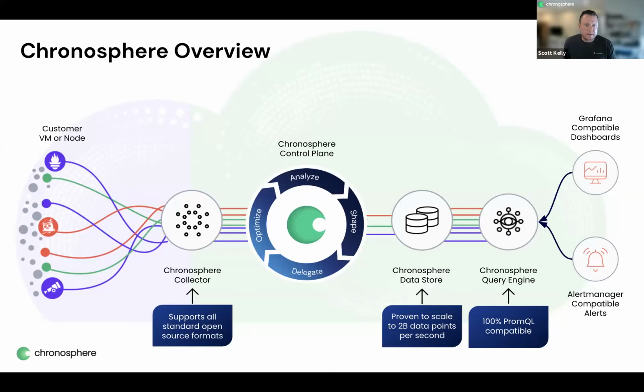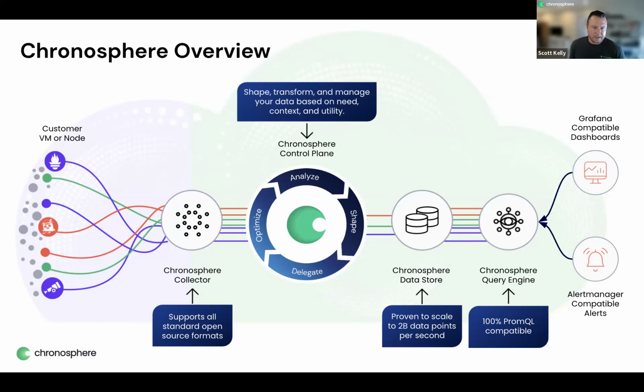As we talked about, the data store that we use is based on M3DB, which was created at Uber, so it's highly scalable and reliable. We have an SLA of 99.9, but we've typically hit 99.99. The piece we're really talking about today is the control plane, which is a very unique set of capabilities within Chronosphere. It allows you to do things like shaping, which is making decisions about how you aggregate and things like that.